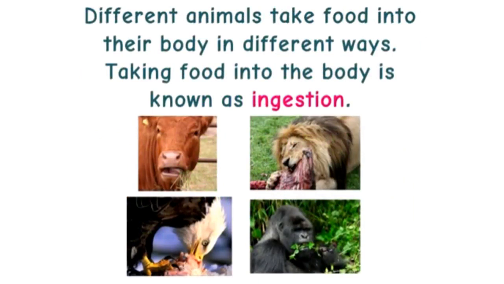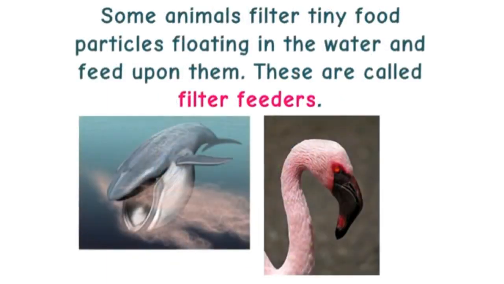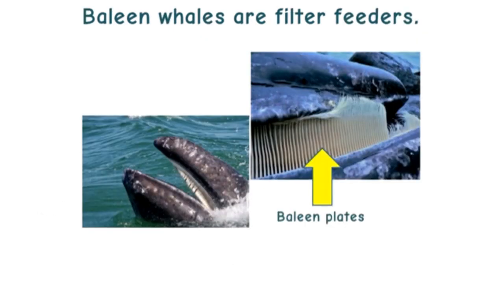So different animals take food into their body in different ways. सब अलग अलग तरीके से अपना खाना खाते हैं and taking food into the body is known as ingestion. This is the first mode of eating. First step is ingestion. Taking food into the body is called ingestion. Some animals filter tiny food particles floating in the water. जो पानी में ऊपर float करता है, they feed upon them. वो खाते हैं. So these are called filter feeders. Baleen whales are filter feeders.